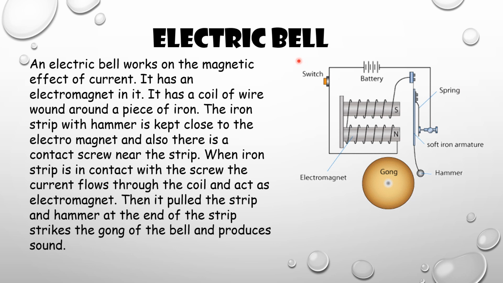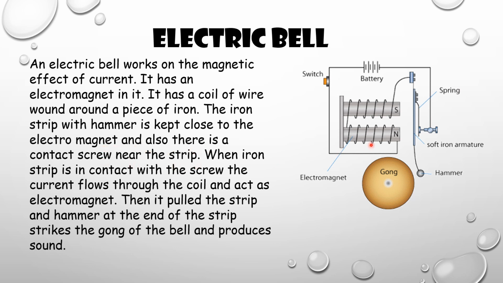Next is the electric bell. An electric bell works on the magnetic effect of current. It has an electromagnet in it. So this is the electromagnet. Here one electromagnet is here. It has a coil of wire wound around a piece of iron. So here, a coil of wire. The iron strip with hammer is kept close to the electromagnet, and also there is a contact screw near the strip.